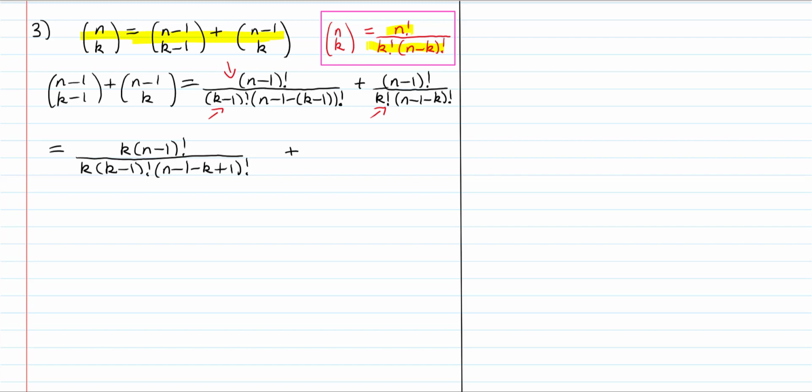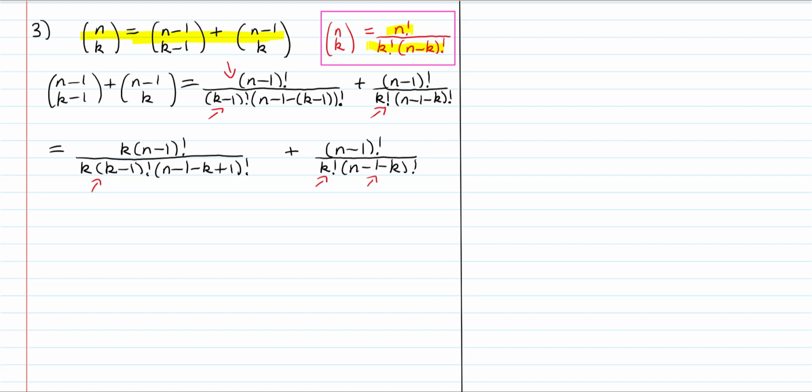So then we get plus (n-1)! over k! times (n-1-k)!. So now let's look at the denominators of these two terms and see what we've got in common so far. We've got this k! here, and then over here we've got this k times (k-1)!, which is equal to k!. So we've got those terms in common.